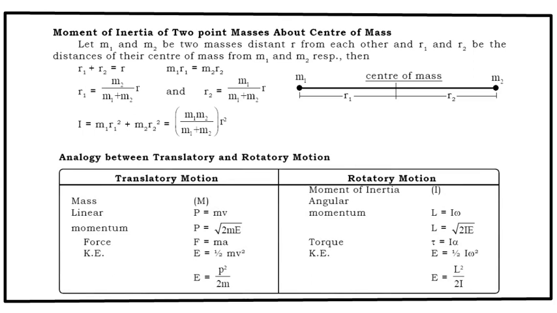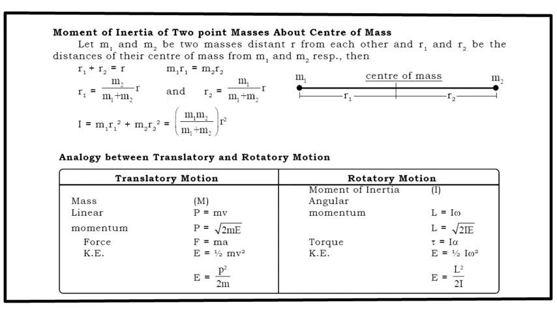Again, in translatory motion, mass is capital M; in rotatory motion, rotational mass is moment of inertia, that is I. Linear motion, P is equal to mv, that is linear momentum I am talking about. Angular momentum, L is equal to I omega. Force in translatory motion is equal to m into a. Torque in the rotatory motion, tau, is equal to I into alpha. Kinetic energy is half mv square. In rotatory motion, kinetic energy is equal to half I omega square.